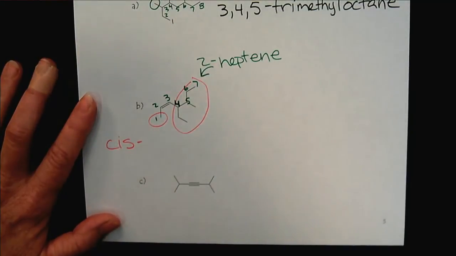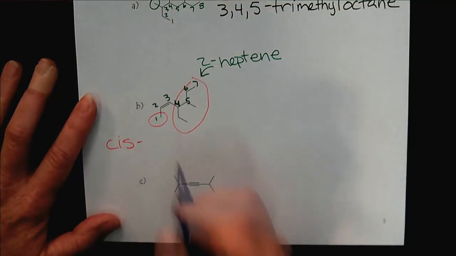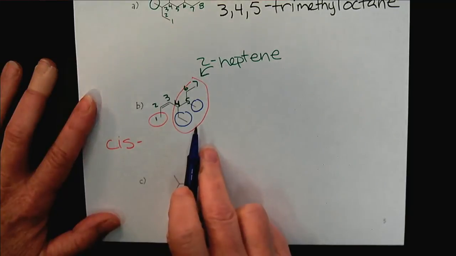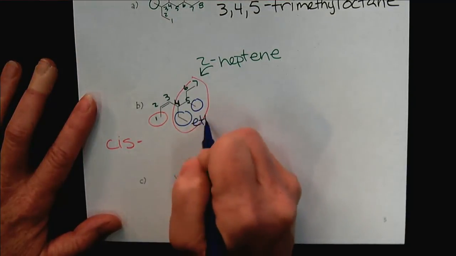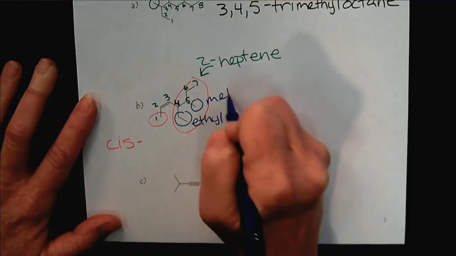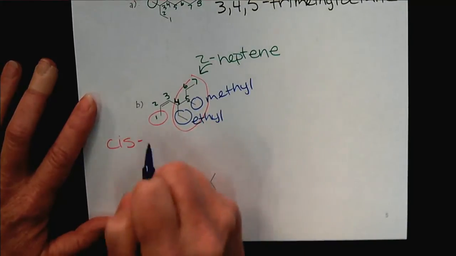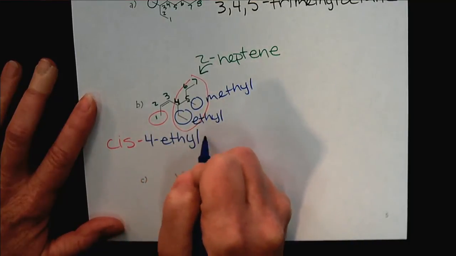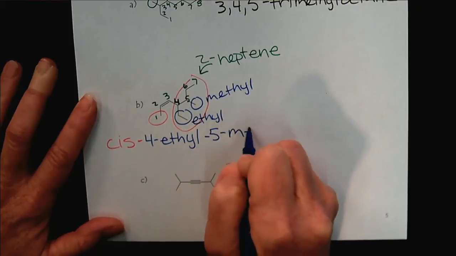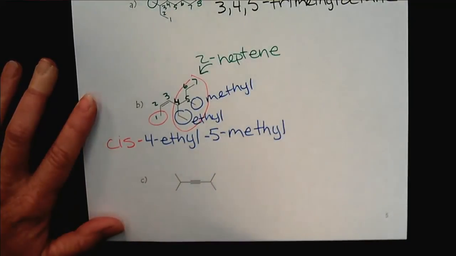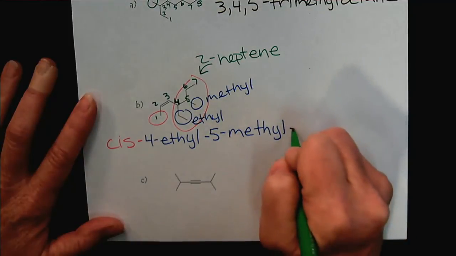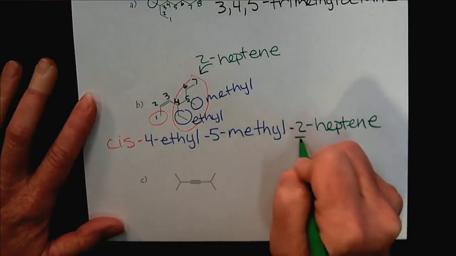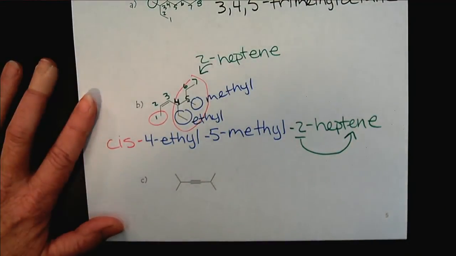But before we get there, we need to look at the substituents. Remember that the substituents are cited alphabetically. So this ethyl group will be cited before the methyl group. So cis-ethyl, 5-methyl, and then we can bring in our parent or our root, 2-heptene, right? And the 2 is telling everybody where to find the double bond.